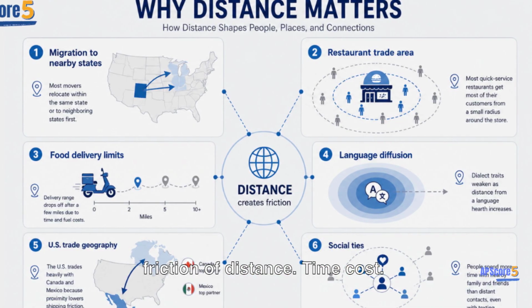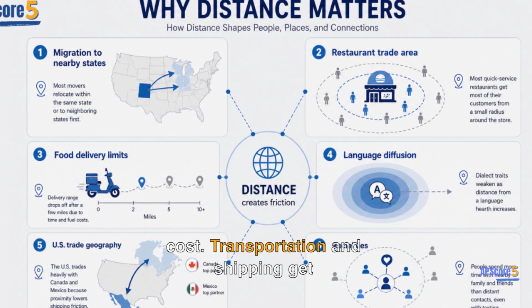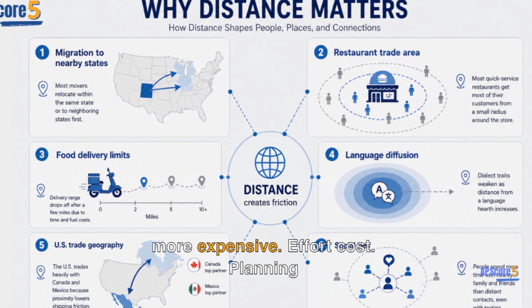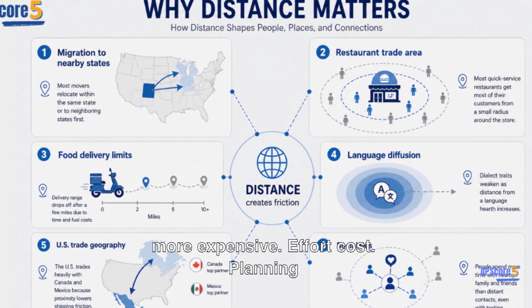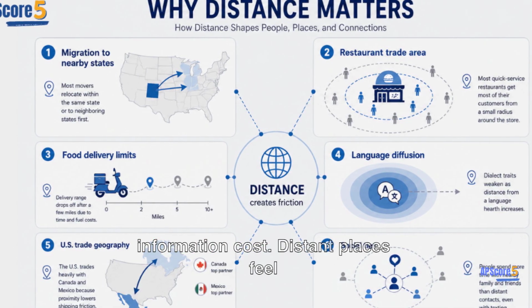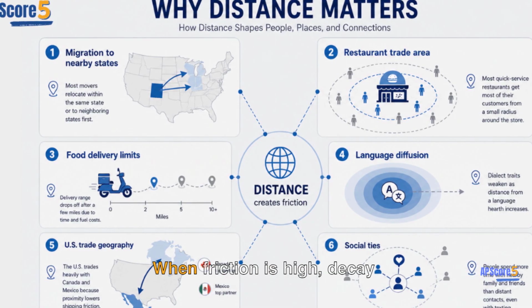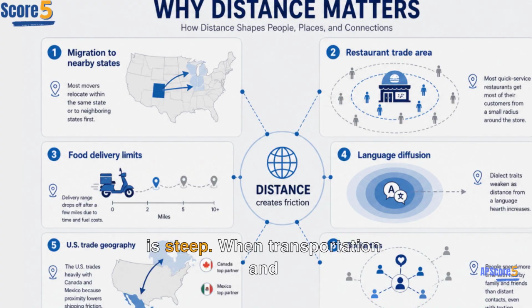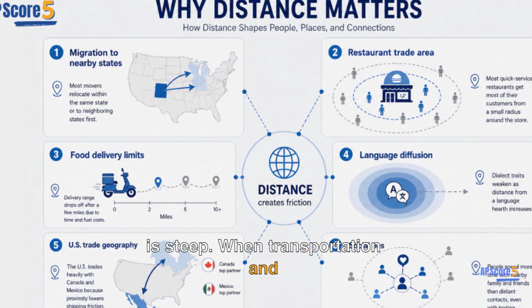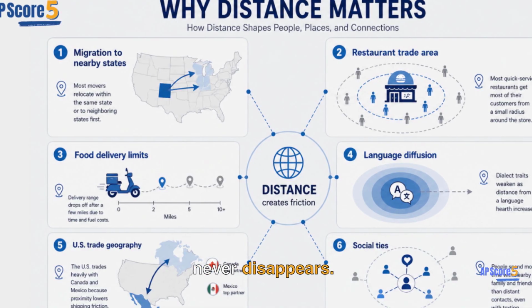Time cost. Farther trips take longer. Money cost. Transportation and shipping get more expensive. Effort cost. Planning and fatigue go up. And information cost. Distant places feel less familiar and less predictable. When friction is high, decay is steep. When transportation and communication improve, decay flattens but never disappears.